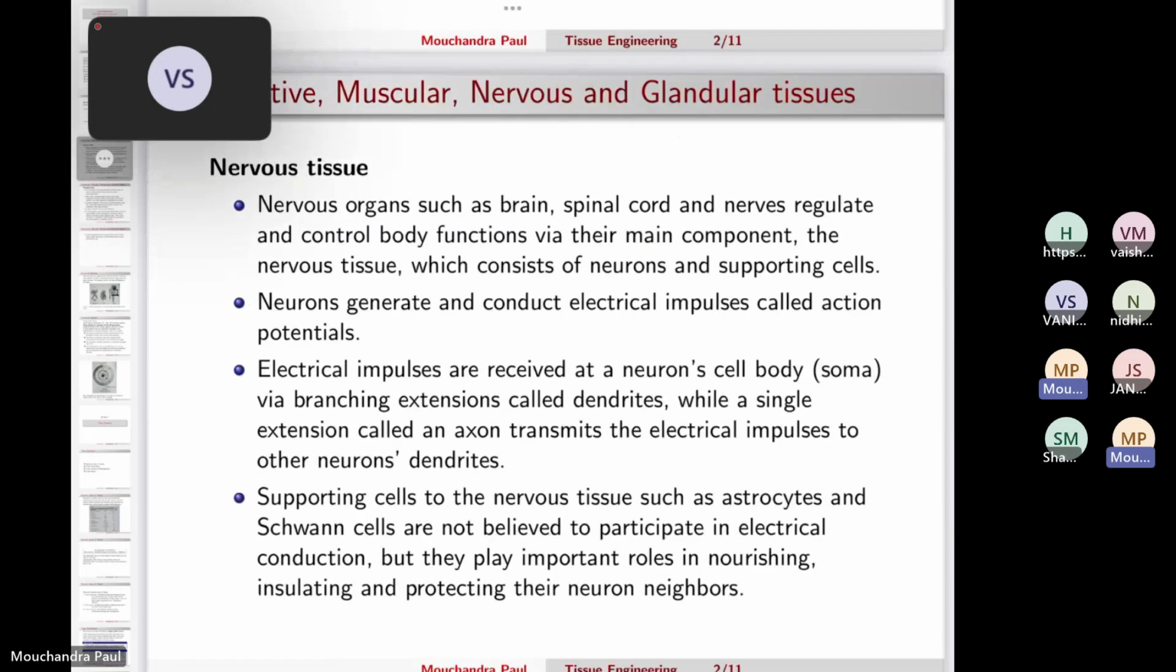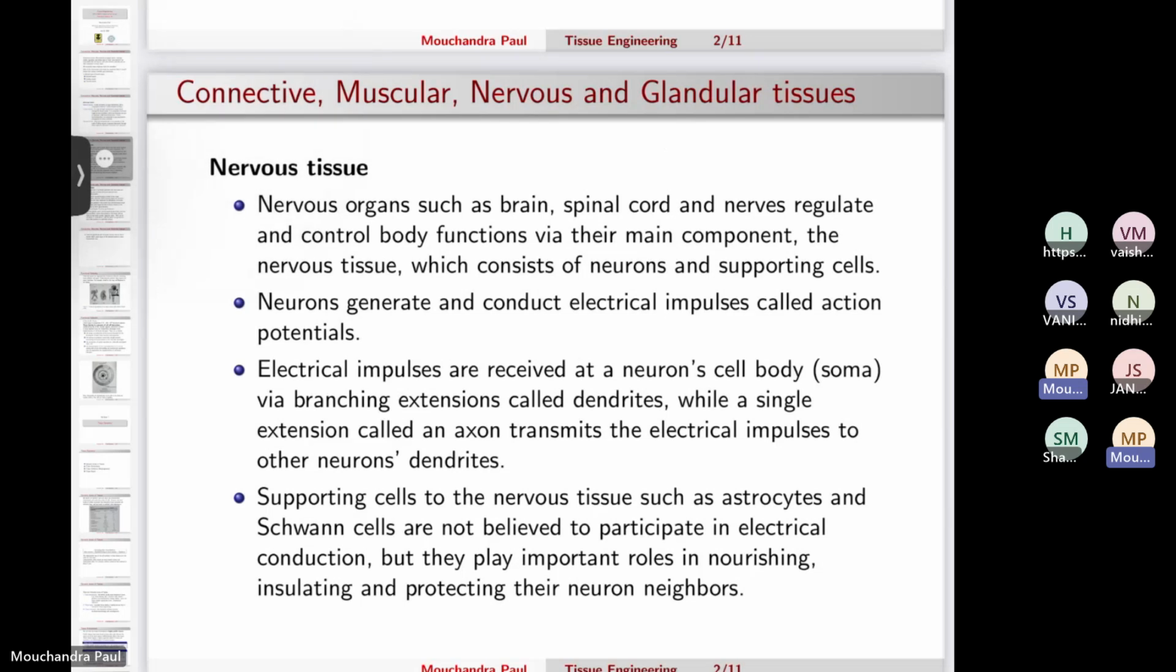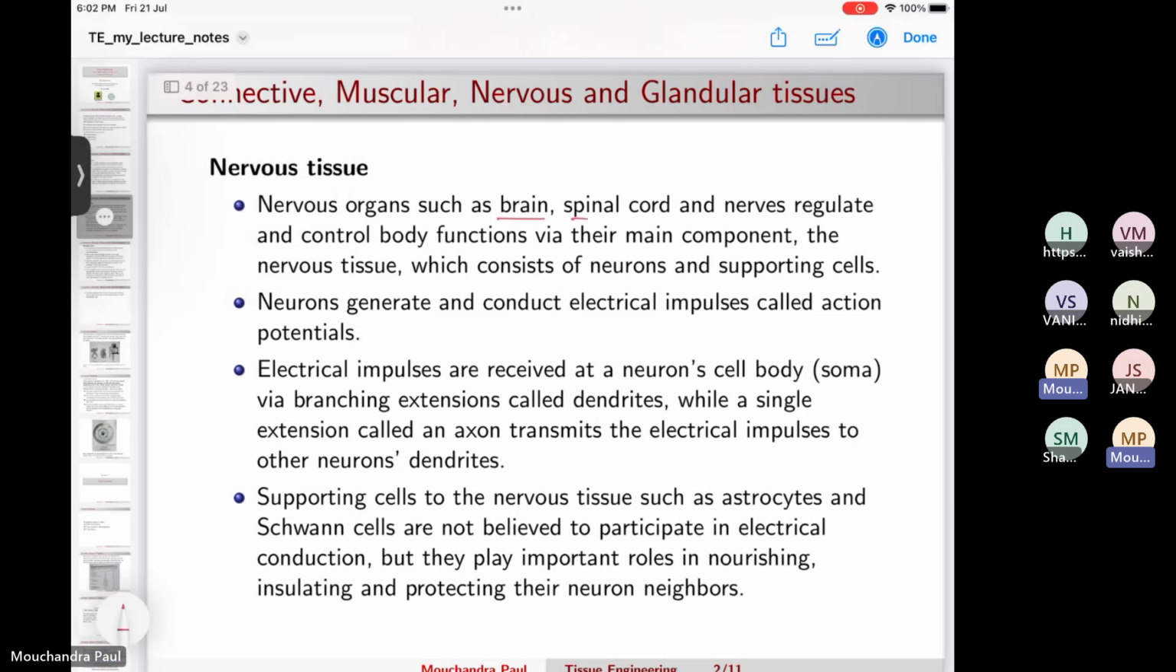Let's continue with that. Let's talk about the nervous tissue. Nervous organs basically include the brain, spinal cord, and the nerves, right? You're already familiar with the structure of the nerve. These three things together make the nervous organs, and they are responsible for controlling the various body functions, right? All these organs are made up of the main component, that is the nervous tissue, and this nervous tissue is made up of neurons and a few supporting cells.